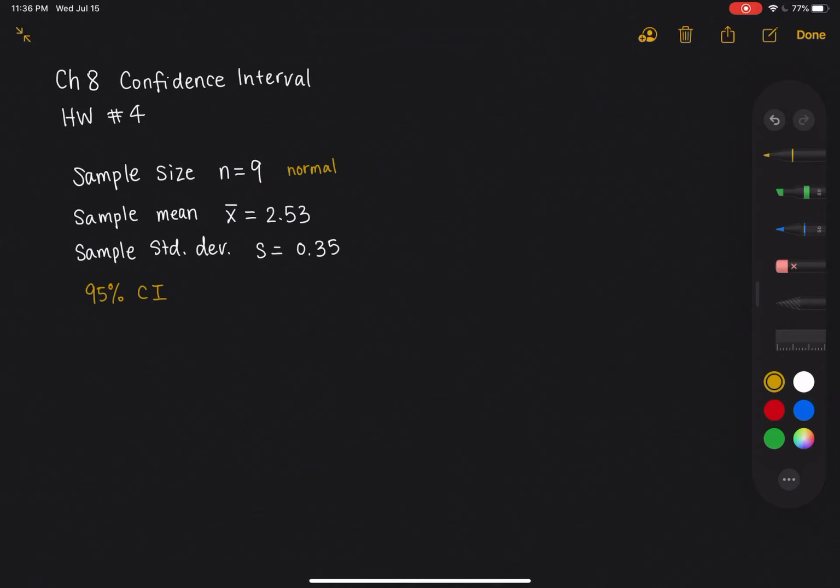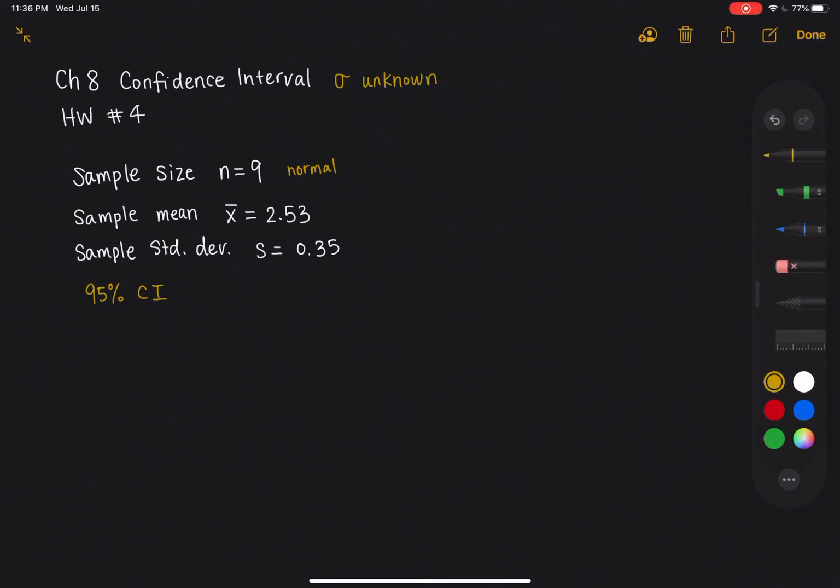What are the conditions? Do we know sigma? Take a look. We know n, we know x bar, we know s. Sigma is unknown. Unlike the previous problem, where sigma was given to us, here we do not have the population standard deviation. So it's telling us to use this confidence interval formula.